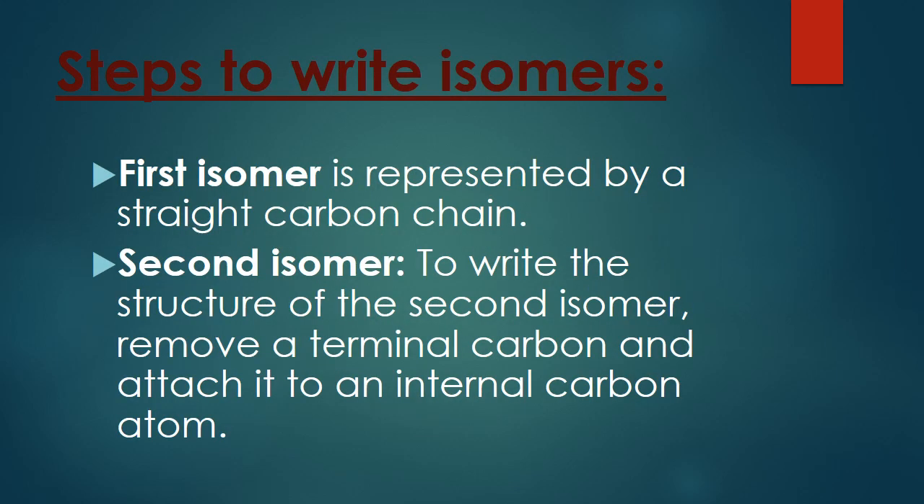The steps to write isomers. The first isomer is represented by a straight carbon chain. Straight carbon chain means that each internal carbon atom is bonded to two carbon atoms only. The second isomer is a branched chain alkane. To represent a branched chain alkane, you can remove a terminal carbon atom and attach it to an internal carbon atom.